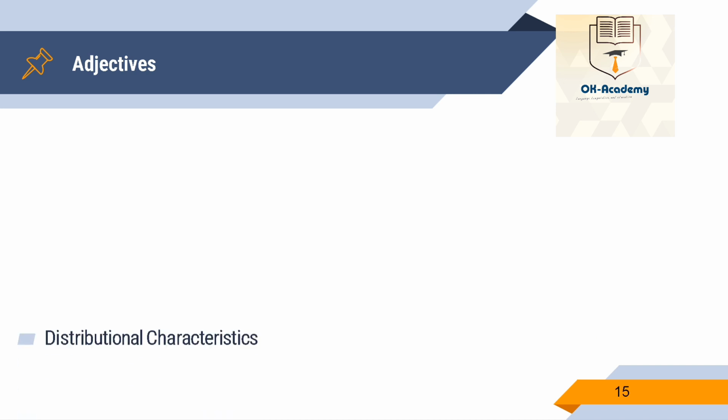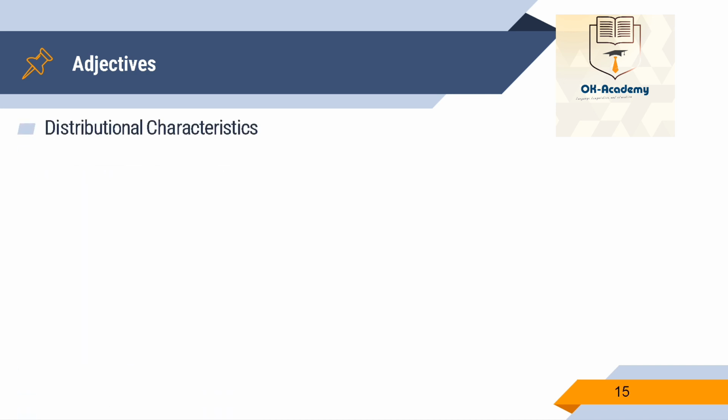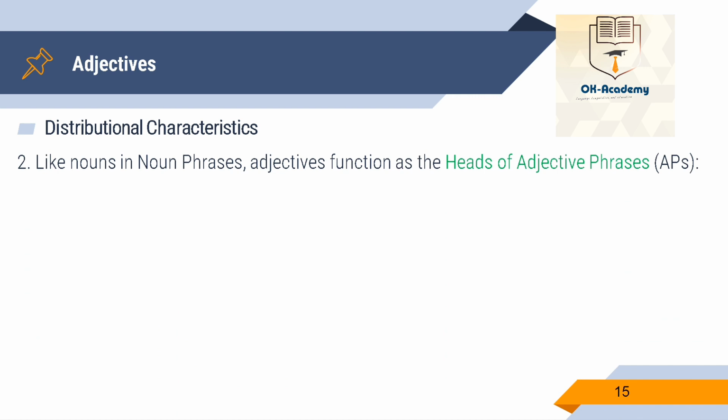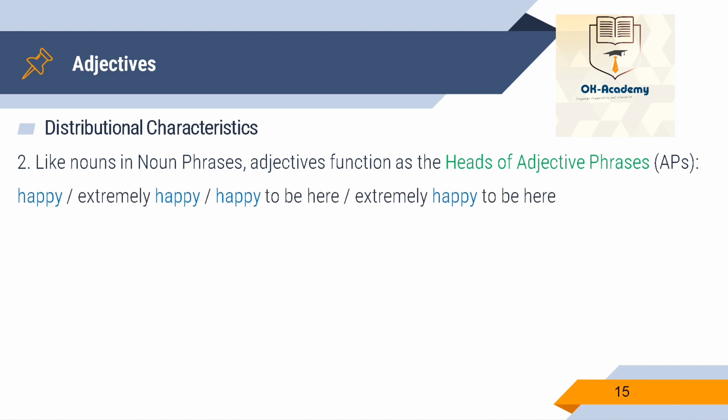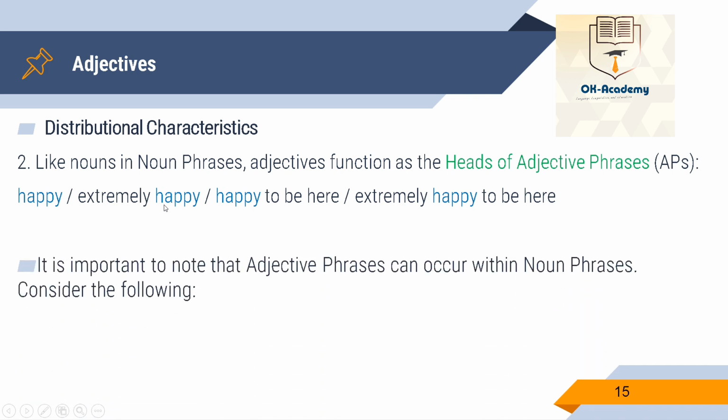It's pretty simple. And then we have another note: like nouns in noun phrases, adjectives function as heads of adjective phrases. So we have adjective phrases as well. Like happy is an adjective, extremely happy is an adjective phrase. And the word happy is the head of the adjective phrase. We say the head of a noun phrase is a noun, and the head of an adjective phrase is an adjective.